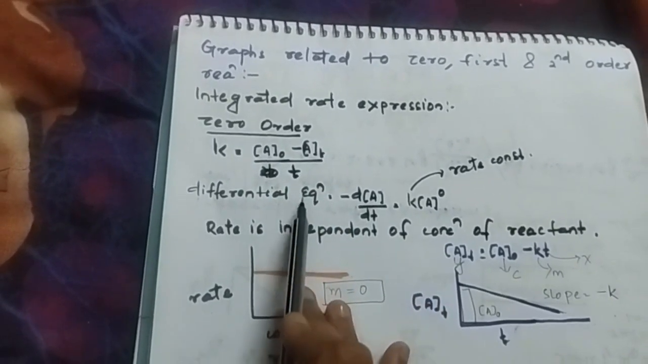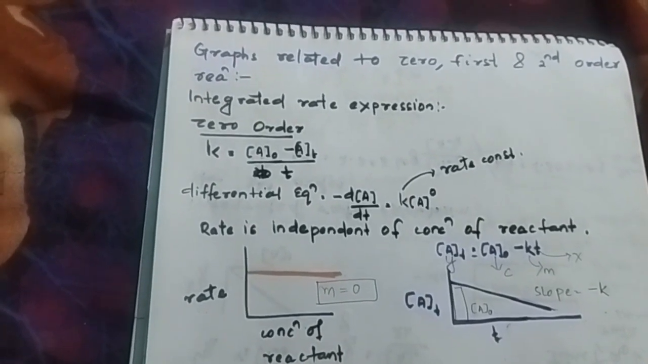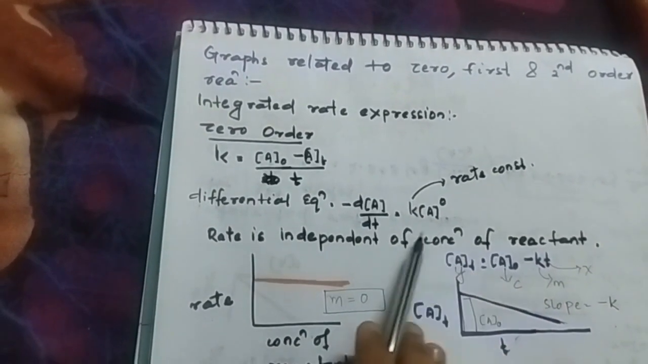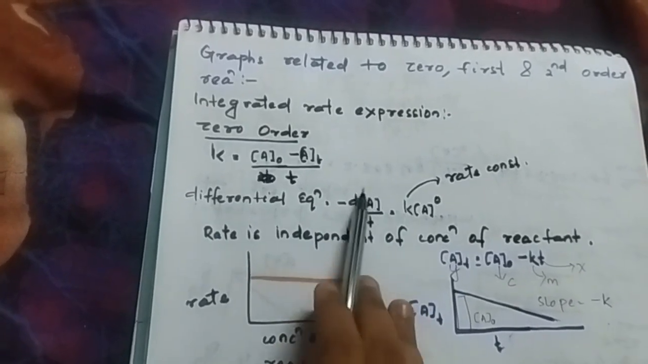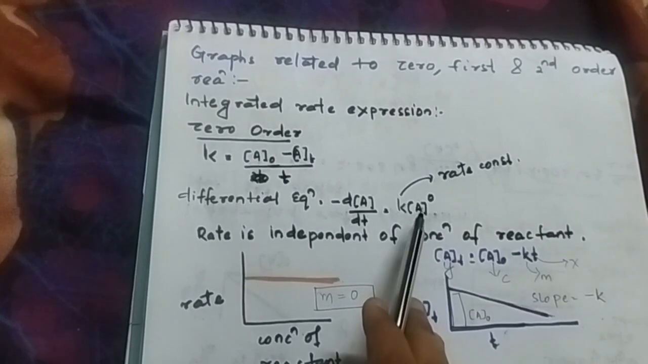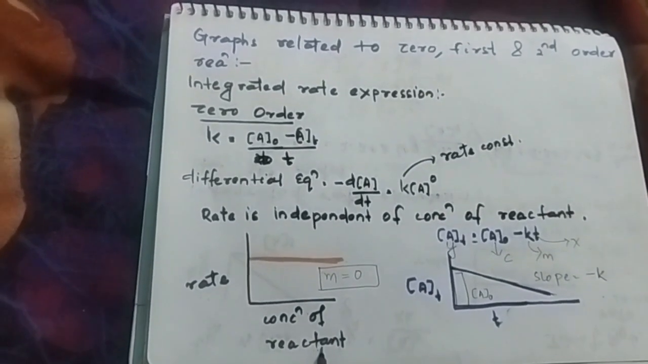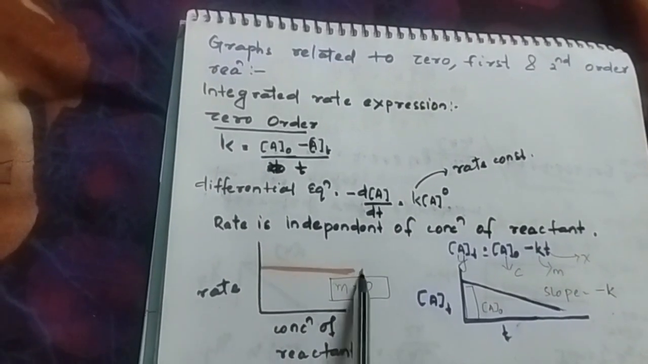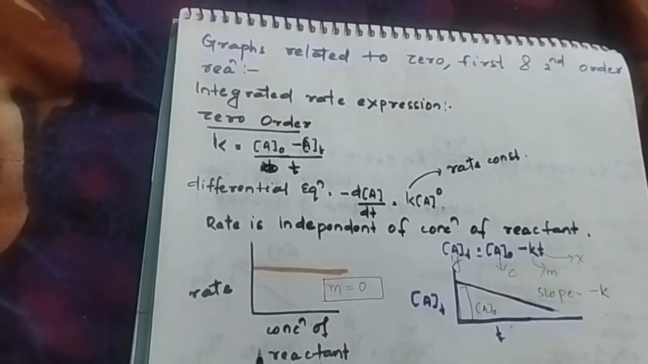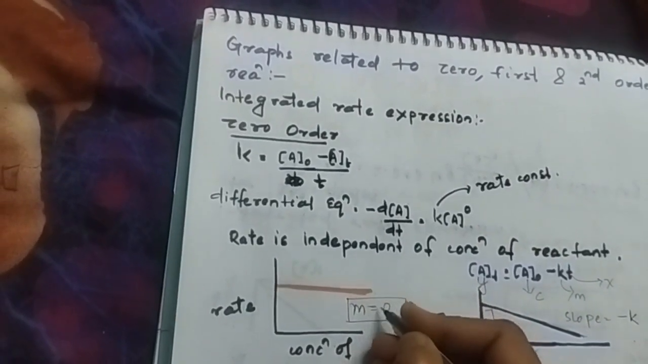t is time. And the differential equation is minus dA by dt equals k into A to the power 0. This equation shows that the rate is independent of the concentration of the reactant. So when we draw the graph between rate and concentration of the reactant, the nature of the graph is a straight line which is parallel to the x-axis. So in this case the slope is equal to 0.